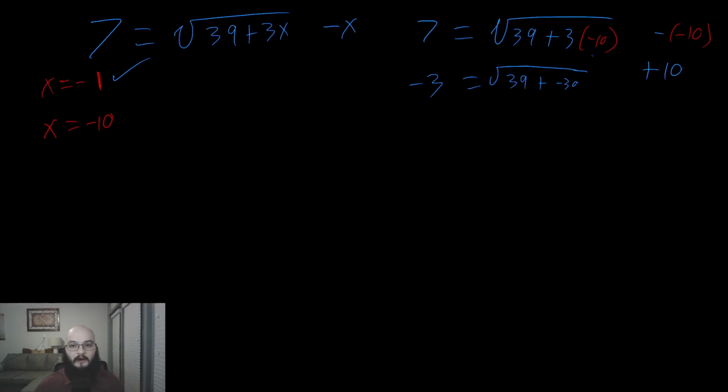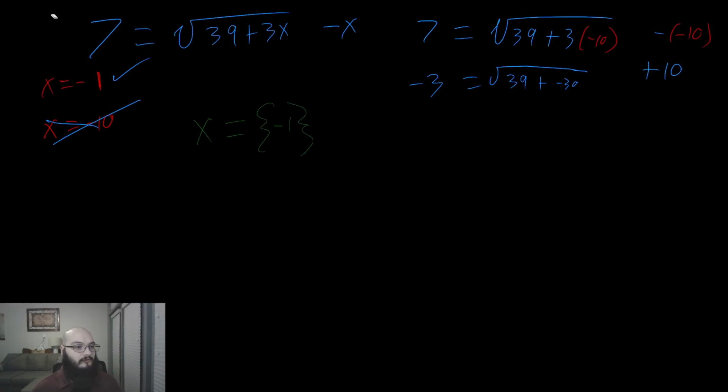Now we can stop right here because we see that we have our square root set equal to a negative number, and like I said before, we're looking for the principal root, which means that this is not a valid solution. We cannot have the square root set equal to a negative number. So the final answer here is x is equal to -1.